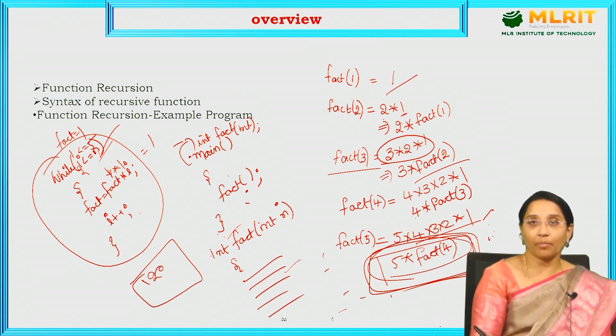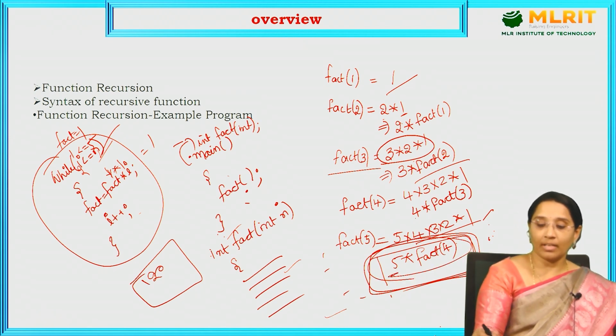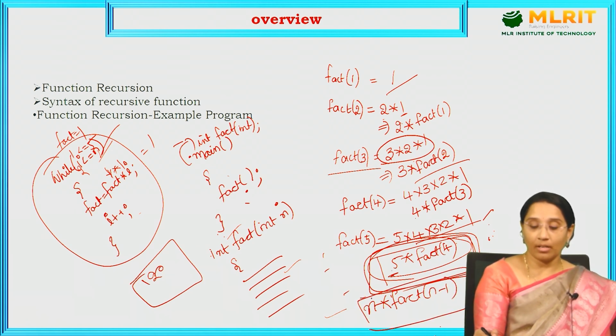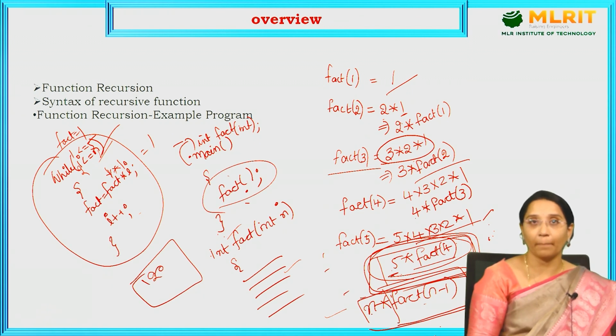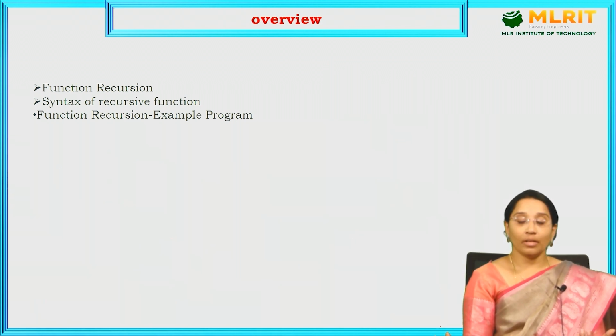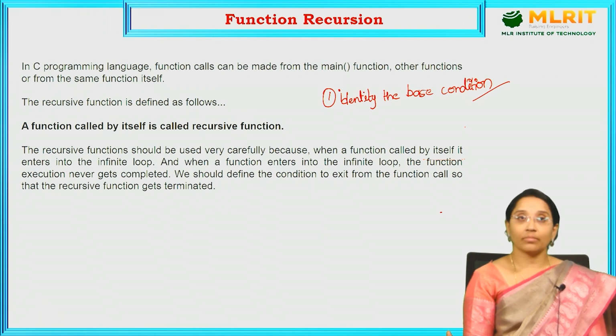By seeing this statement, we can generalize this one. Consider this one, 5 is n into fact of n minus 1. I have generalized 5 with n: n into factorial of n minus 1. So what is factorial of n minus 1? Here the function call is fact, and here I have taken fact of n minus 1. This is your function call. Whenever a function calls itself directly or indirectly, that is called recursion.